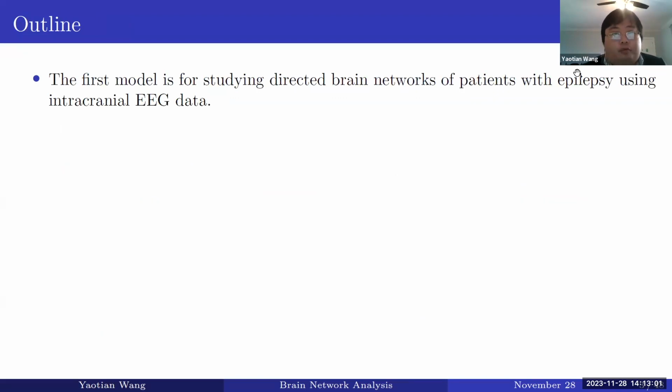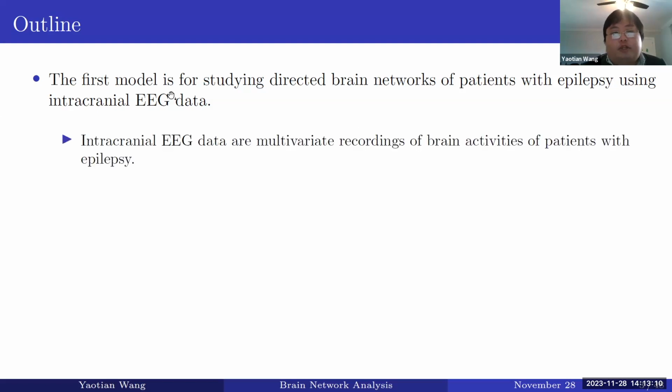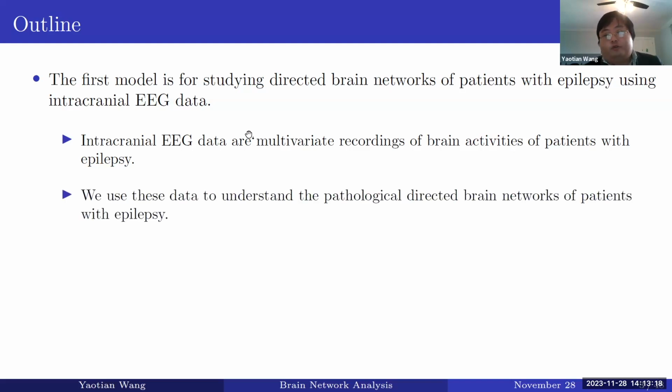The first model is for studying directed brain networks of patients with epilepsy using intracranial EEG data. Intracranial EEG data are multivariate time series recordings of brain activities of patients with epilepsy. We use this data to understand the pathological directed brain networks of patients with epilepsy. Later in this talk, I will explain more about epilepsy and intracranial EEG data.